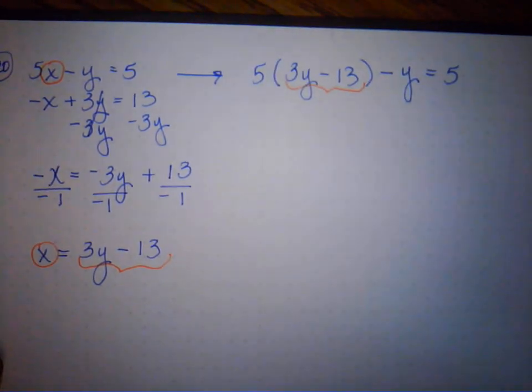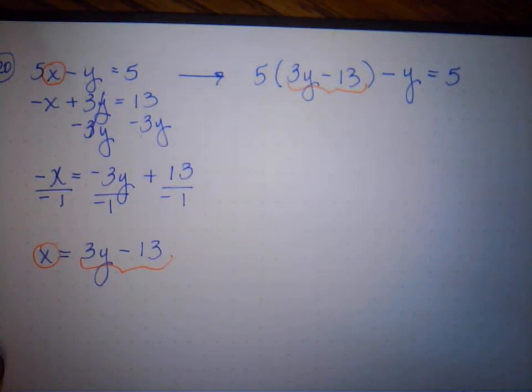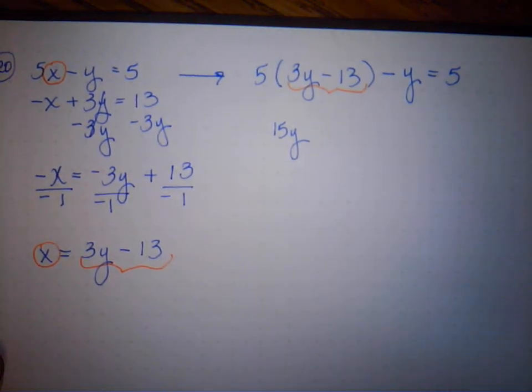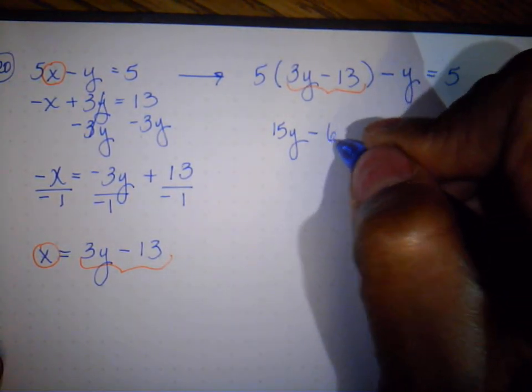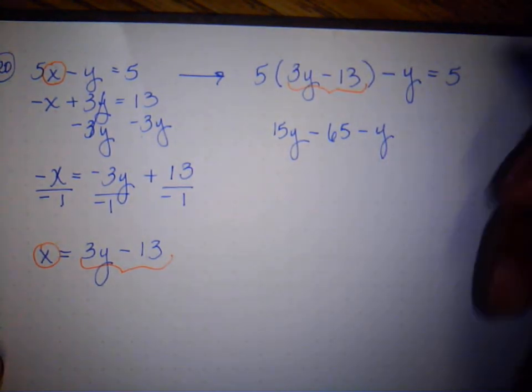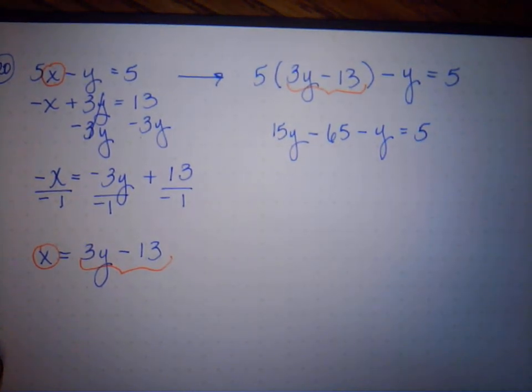We all right? So now, back in middle school, y'all know what to do. I got to push that 5 through, right? So I have 15y minus 65, correct? Minus y equals 5. How we feeling?